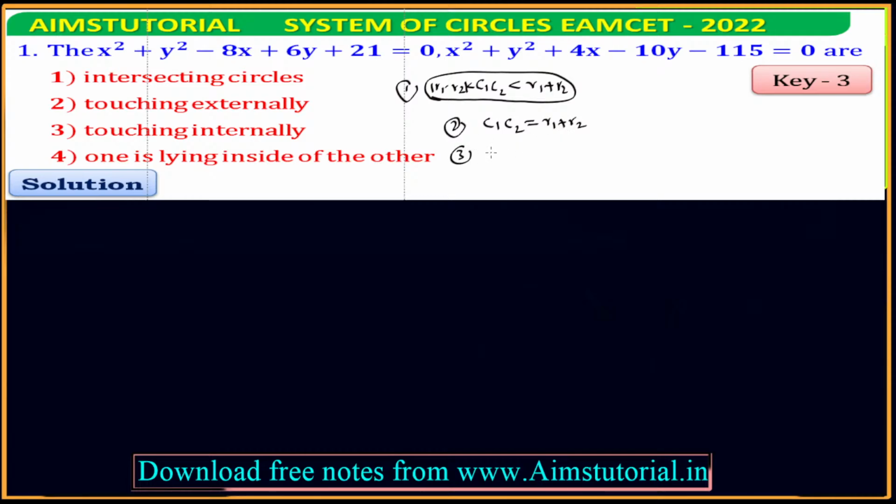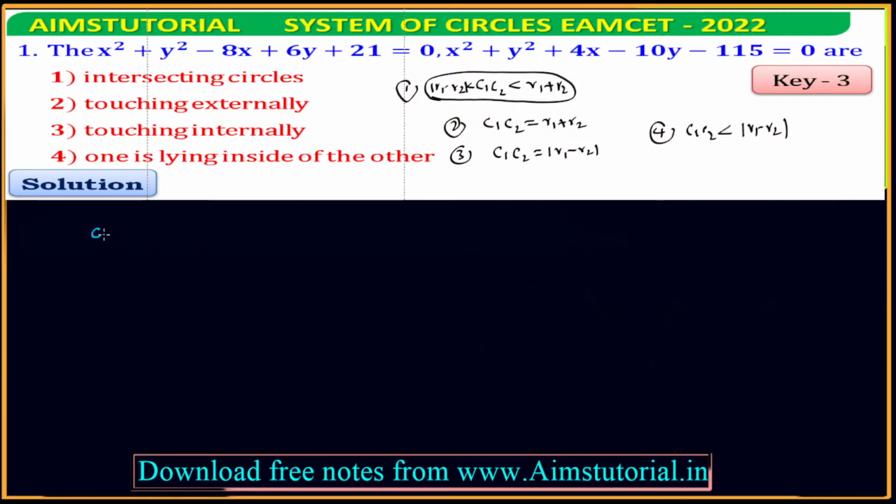For the third, touching internally, we have to show that C1C2 equals mod R1 minus R2. If one is lying inside the other, the fourth one, C1C2 is less than mod R1 minus R2. Anyway, first we have to find C1, C2, R1, R2.